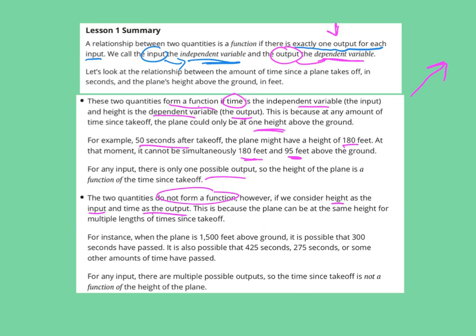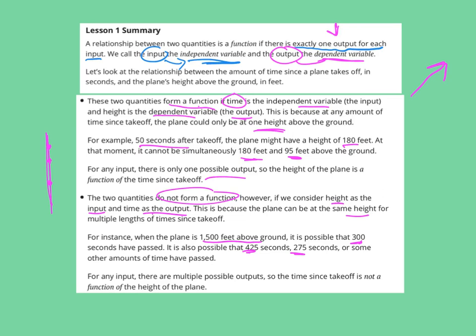Why? Because at some height, it could be at the same time. So you would have a dot above a dot, something like this. And that would fail the vertical line test. So that would be no dice. So say like when the plane is 1,500 feet above the ground as an input, at 1,500, that could happen at 300 seconds, 425 seconds, 275 seconds. It could be at that height for quite some time. And so that would be a problem. It would have three different times at one particular height. So it doesn't work when height is the input.